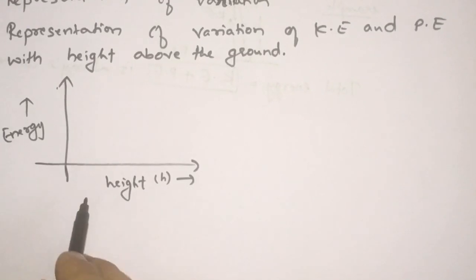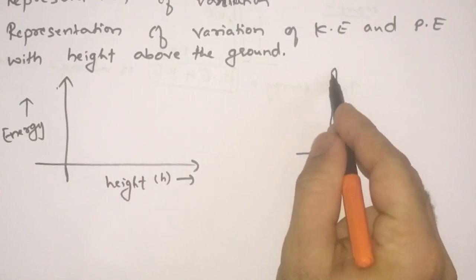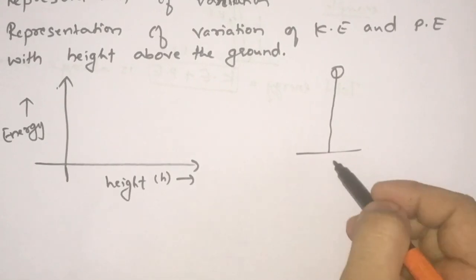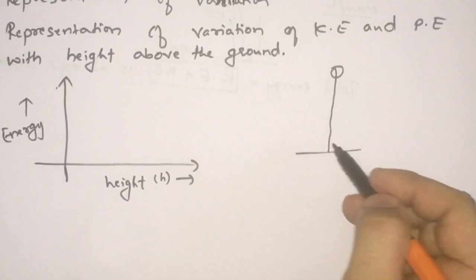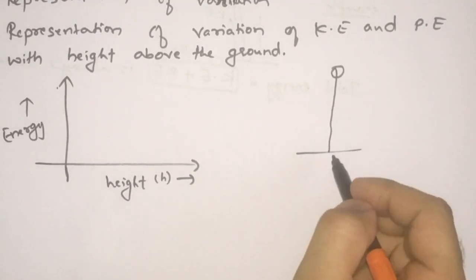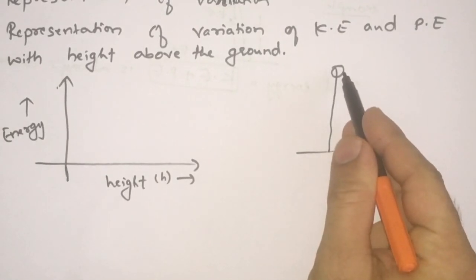So now you all tell me what happens when we increase the height. What happens when we increase the height? If we take certain height above the ground level, what happens to the kinetic energy and what happens to the potential energy? Suppose I am throwing a ball up above the ground at certain height. So what happens to the kinetic energy? Kinetic energy decreases. Yes or no?